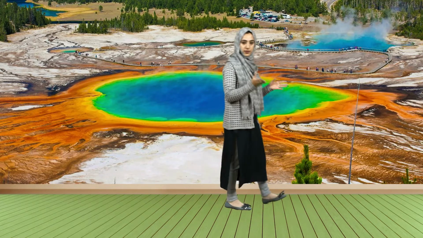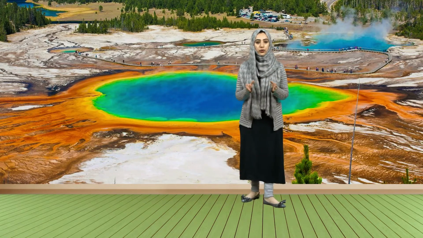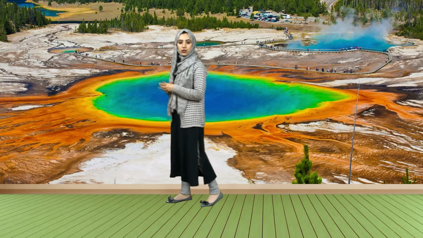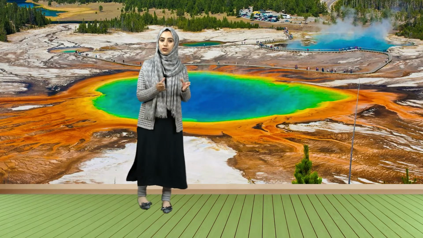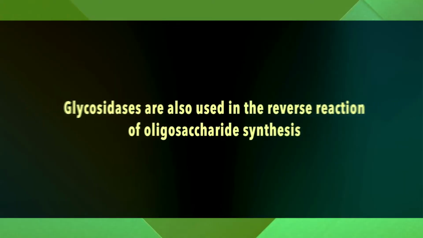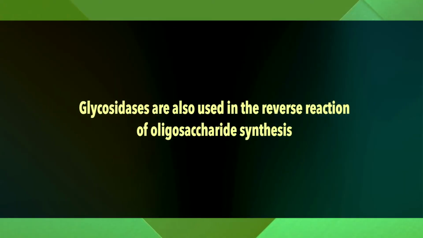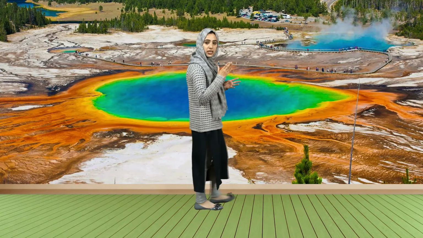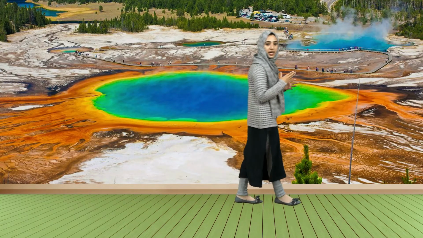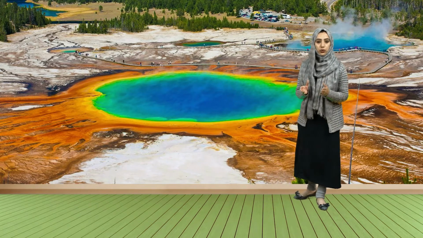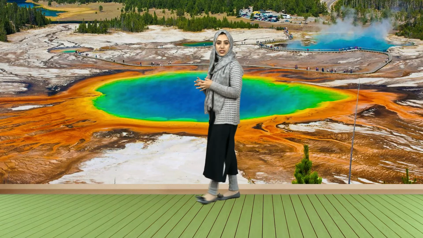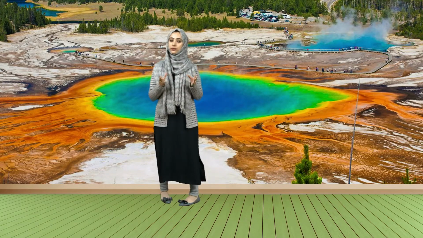digested by humans. The main reason for using thermozymes in this process is increased substrate and product solubility and reduced risk of microbial growth. Glucosidases are also used in the reverse reaction of oligosaccharide synthesis. The thermostable Pyrococcus furiosus beta-galactosidase produces tri- and tetrasaccharides with lactose as a substrate. These oligosaccharides may be used as prebiotics in functional foods.